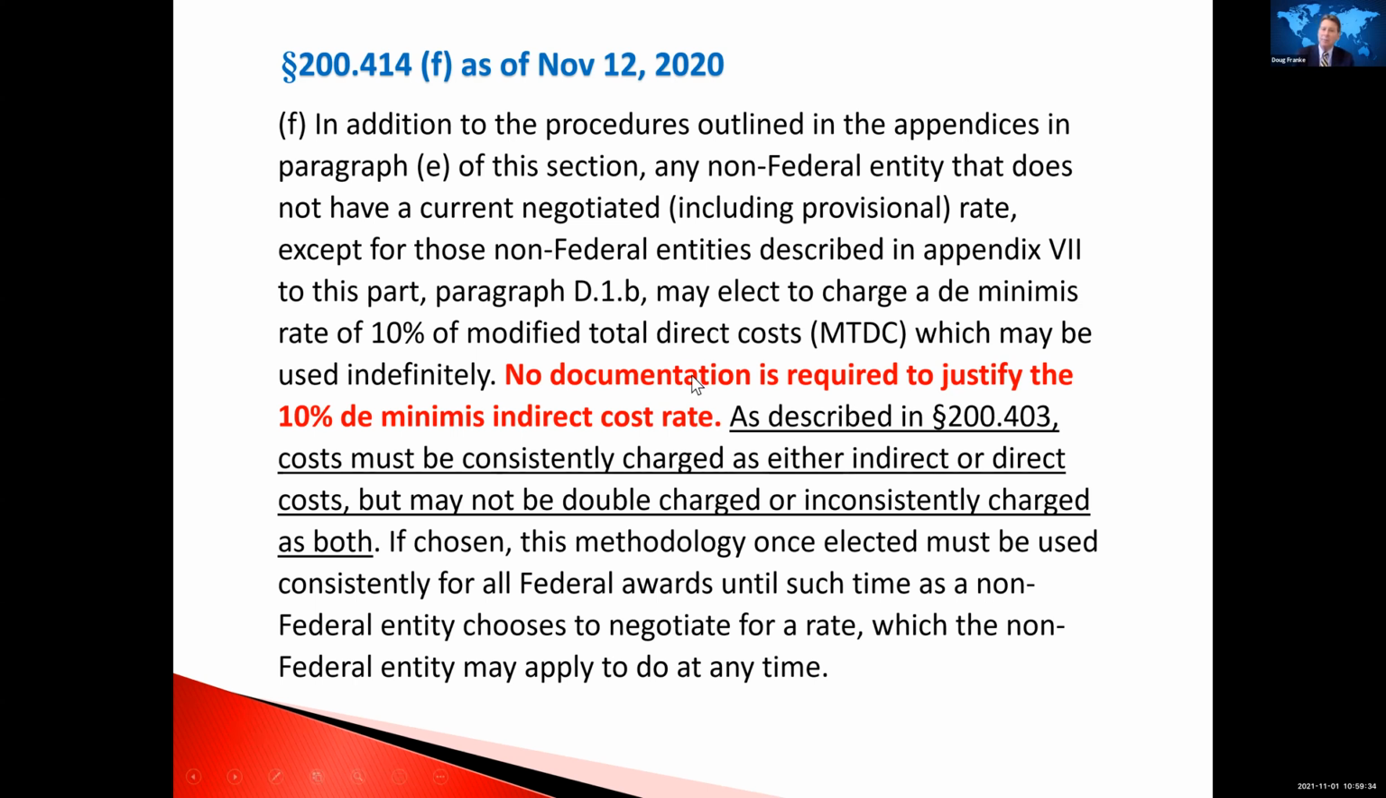But because now no documentation is required to justify it, well, it's like game over, right? It's free money, but it's not free money. Because this next sentence protects the US government. As described in 403, which is allowable costs, these costs must be consistently charged as either direct or indirect. It can't be double charged or inconsistently charged.